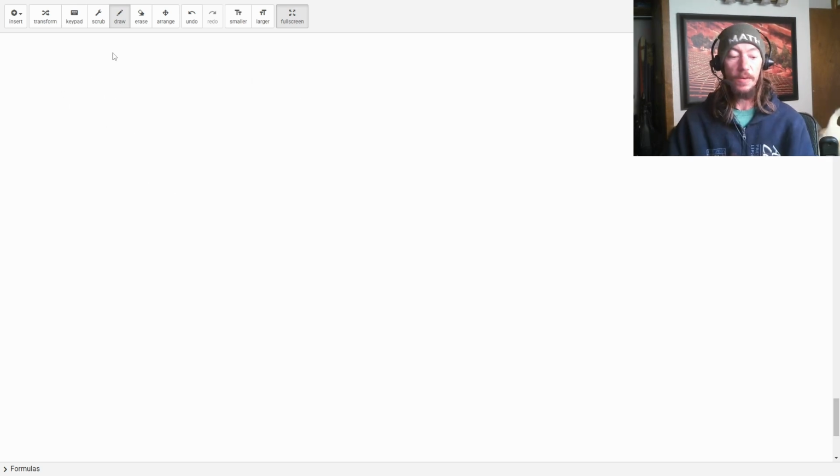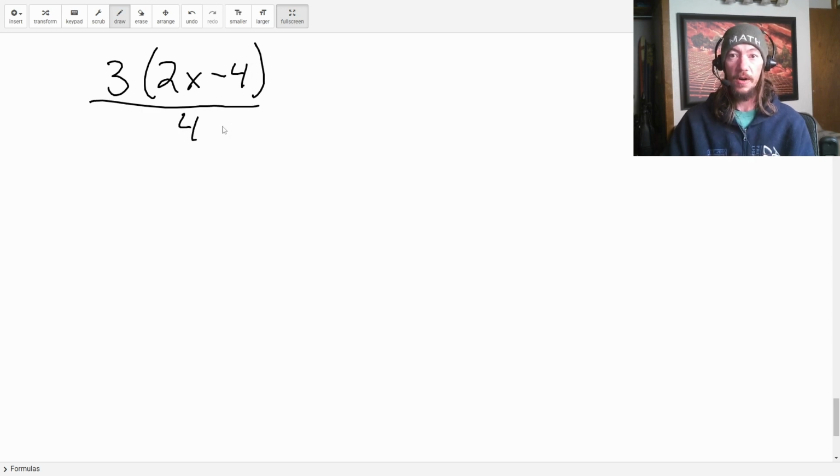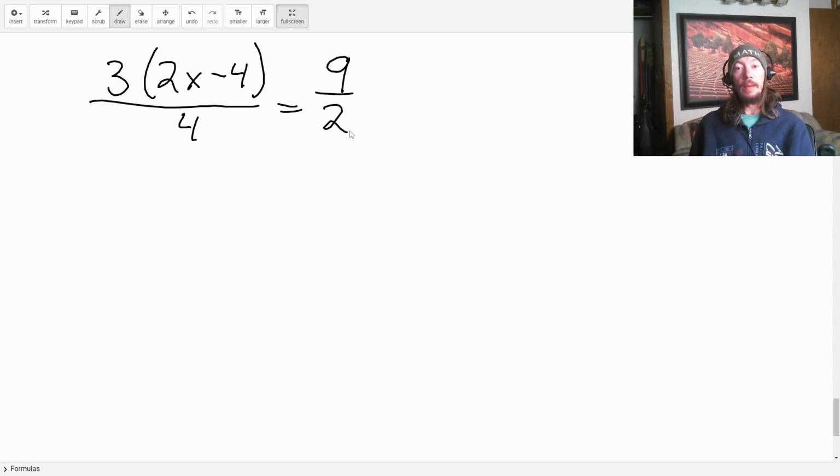All right, let's try another slightly more complicated equation. Something like 3 times the difference of 2x and 4, all of that over 4 equals 9 over 2. So remember, our goals here are to try to reduce as early as we can, keep our numbers small, look for ways to not just blindly apply rules, but to see if we can find ways to make it simpler.